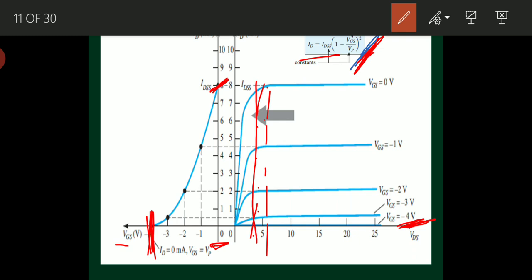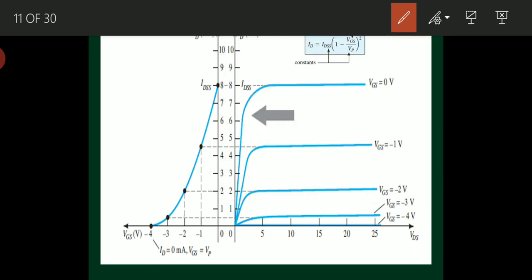If VGS equal to minus 1 volt and VP equal to minus 4 volts, what will happen? 1 by 4 is 0.25, 1 minus 0.25 is 0.75, whole square, we get some value, into IDSS, and this is the point here for VGS equal to minus 1 volt. Likewise, VGS equal to minus 2 volts is the point here, and VGS equal to minus 3 volts is the current level here. So we can easily draw this from the drain characteristics.